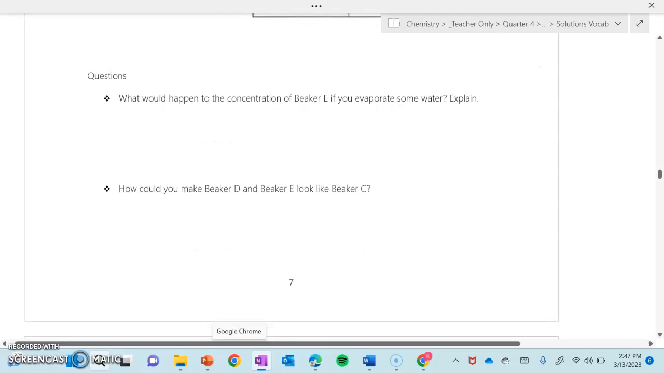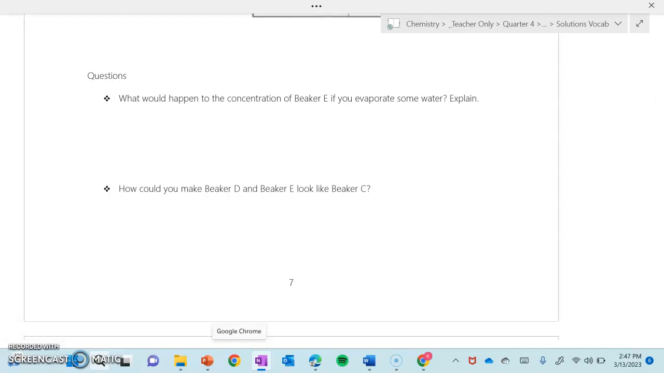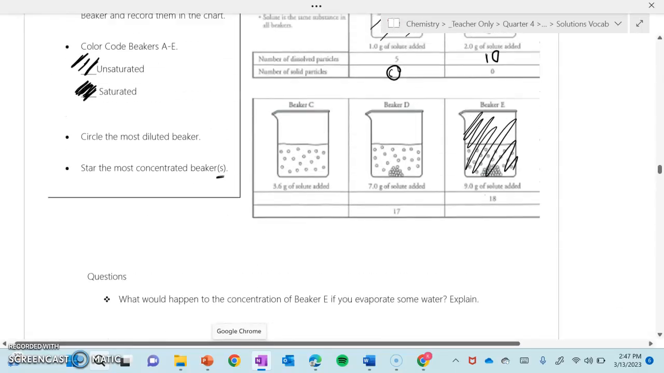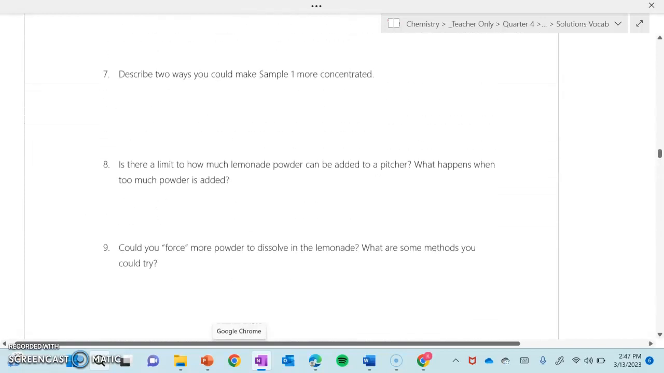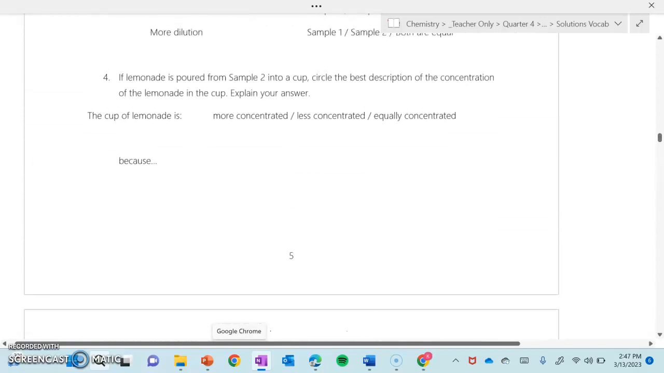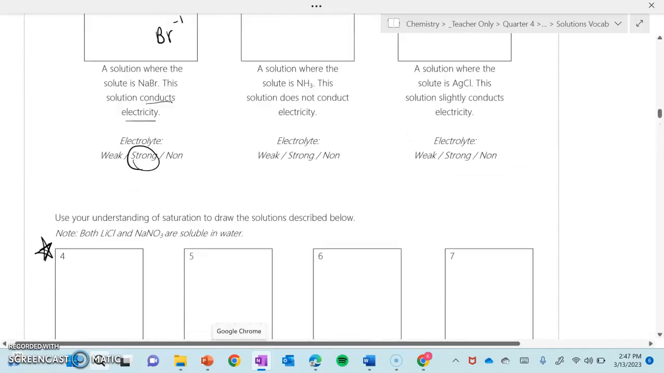And then you have a couple of questions. What would happen to the concentration of beaker E if you evaporate some water, and explain? And how could you make beaker D and E look like beaker C? I want you to answer those questions, and we will discuss these on the Zoom and or on Friday, depending on where we have the time to do it.